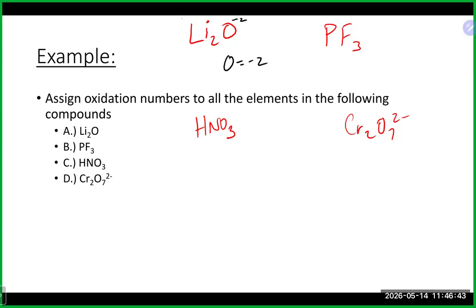And lithium is group 1, so it will be +1. So these guys are what we would normally associate with our oxidation states. Coming over here to PF3, fluorine is going to be -1, and there are 3 of them, so that's -3 overall. This thing is neutral, which means it needs to equal 0. So the phosphorus here will be +3 in this case to get us to 0. So phosphorus is going to be +3, and fluorine is going to be -1.